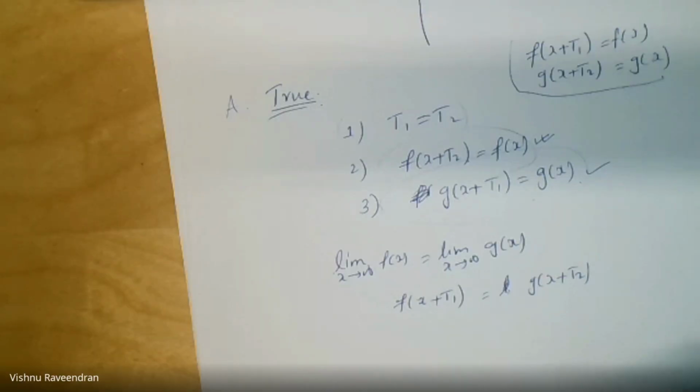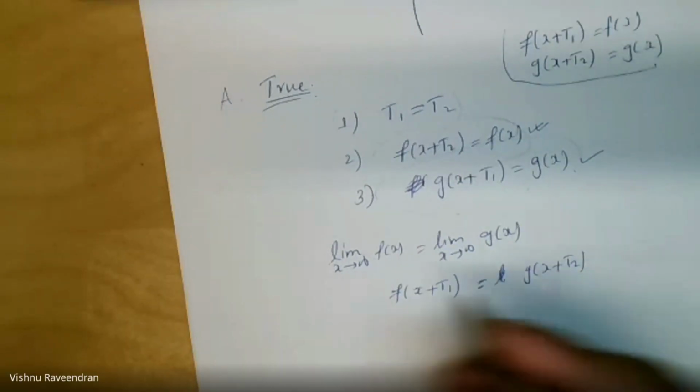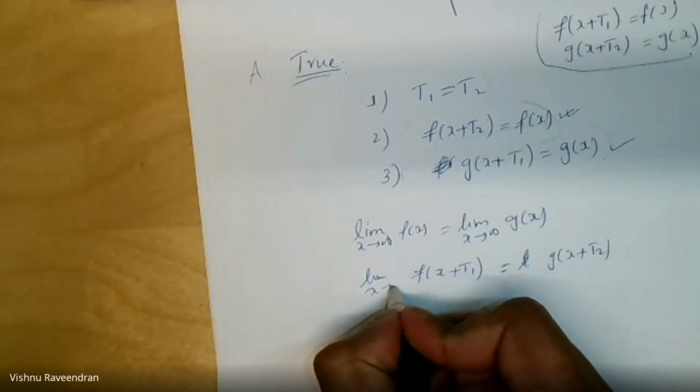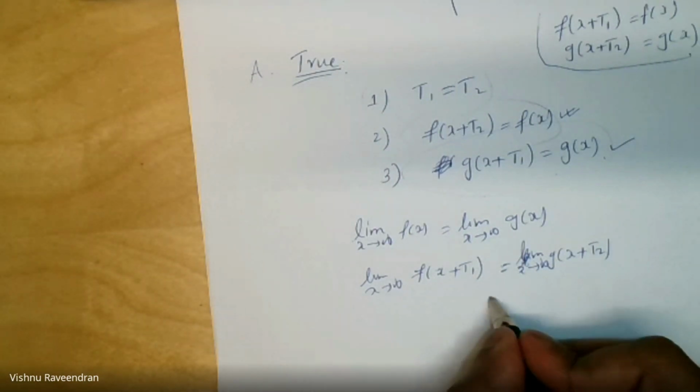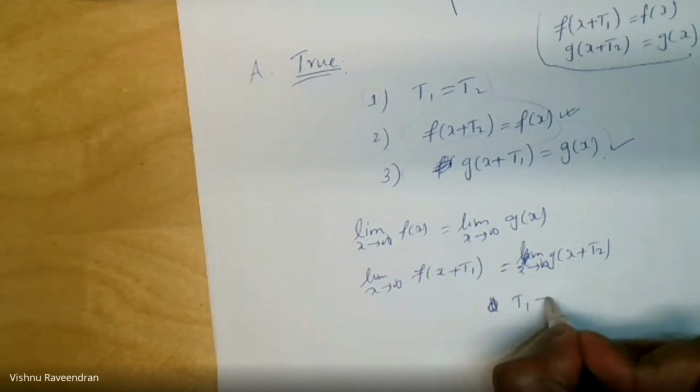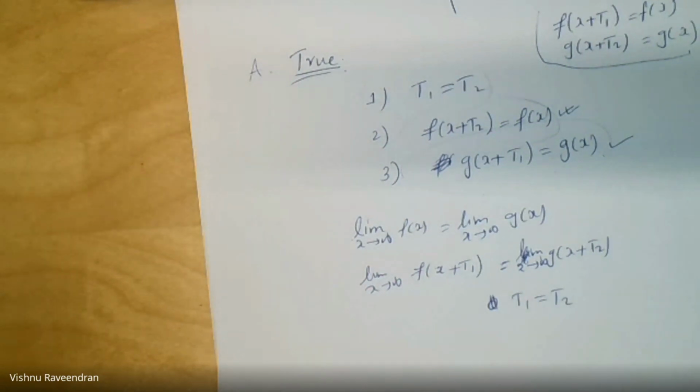So then as x goes to infinity, f of x plus t1 equals g of x plus t2. That is a periodic function with only one period, no, right? No, actually, the period is the least multiple, so it should be t1 equal to t2. Actually, I did not understand. So you're saying we can take the limit here also, and the limit here also. But from here, you cannot conclude that t1 equals t2, right?